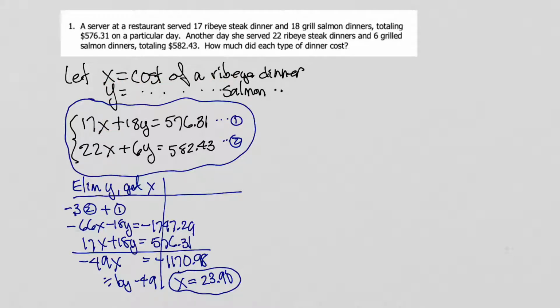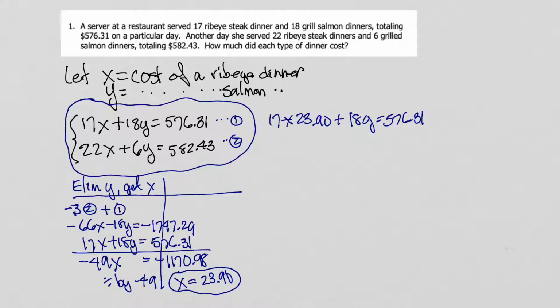Now we could do the same thing here. We could eliminate X and get Y, or we could take this X value and put it here or here. Why don't we try that? Let's take 23.90 and put it in for X right here. That will look like 17 times 23.90 plus 18y, that's equal to 576.31.